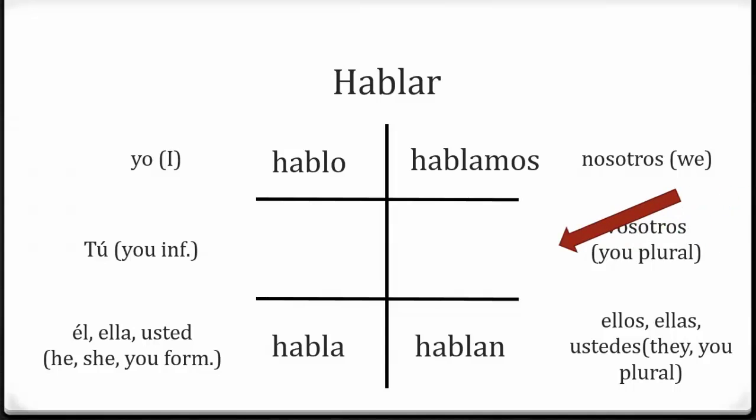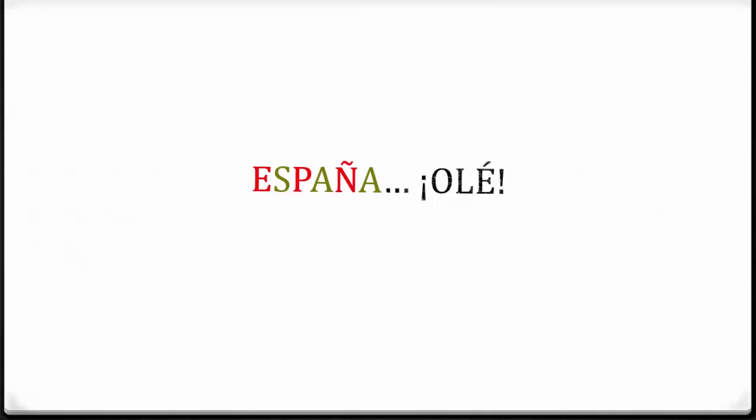This box here is reserved to indicate how the second person plural form of the verb would be conjugated. This particular box is called the vosotros form, but because it is used primarily in the country of Spain, we'll focus on the other 5 conjugation forms for now.